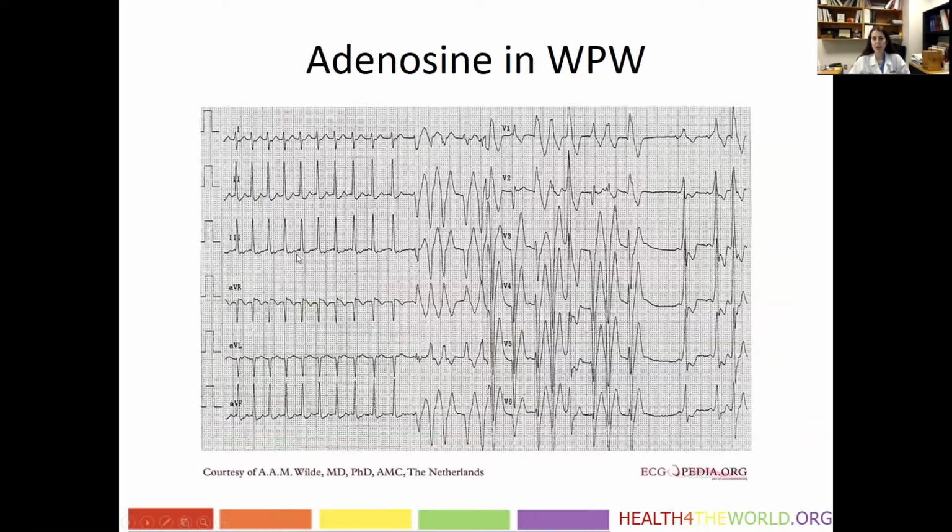Here is an example of a narrow complex tachycardia, and here is adenosine given during WPW. After some ectopy, the tachycardia stops and the accessory pathway is evident.